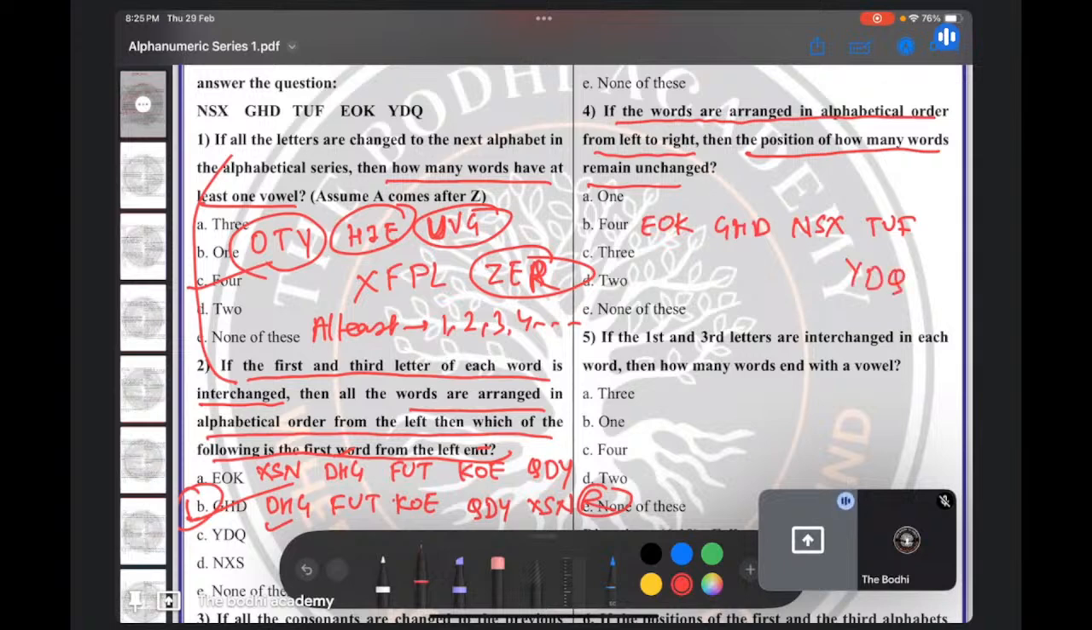Now, the position of how many words remain unchanged? The question is the position of how many words remain unchanged. So now see, if we match, NSX is not at the place of NSX, but GHD is at the place of GHD, and YDQ is at the place of YDQ. So only two. Option number D is the answer.